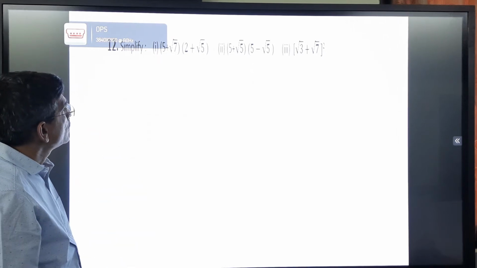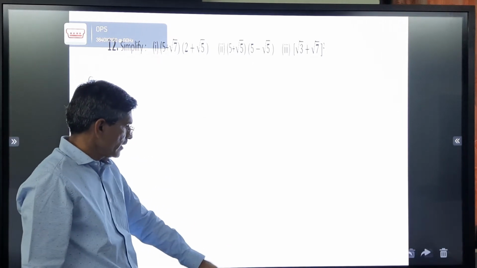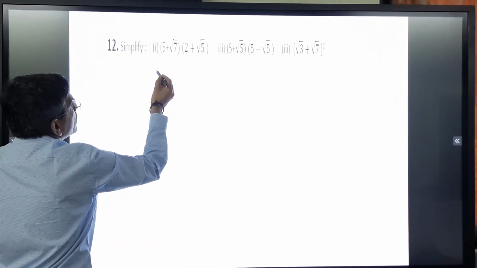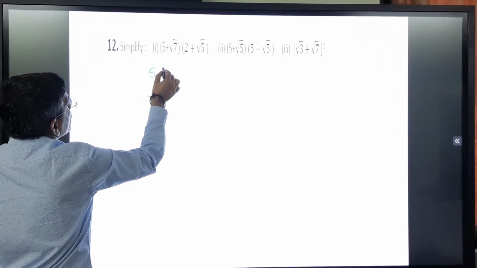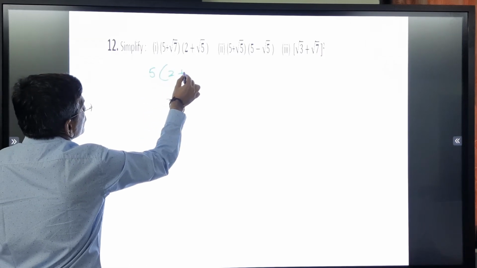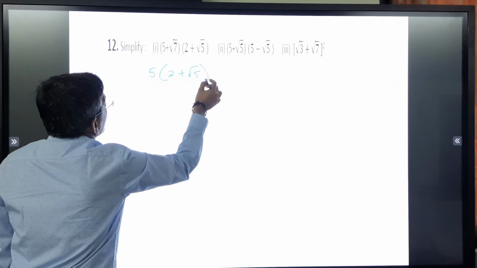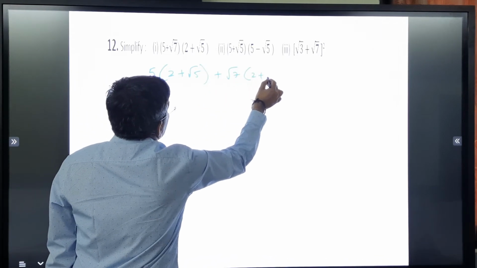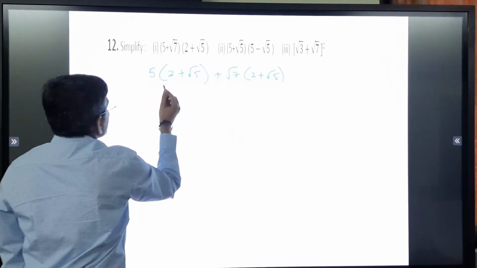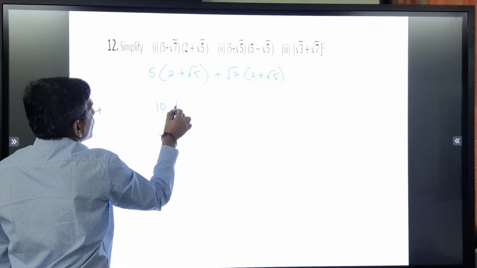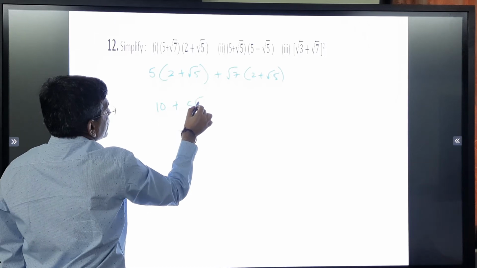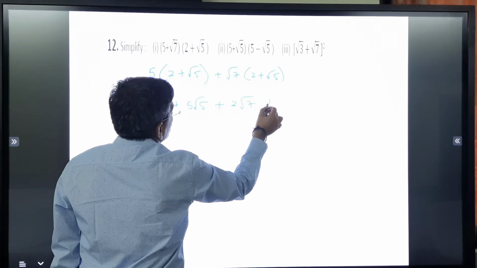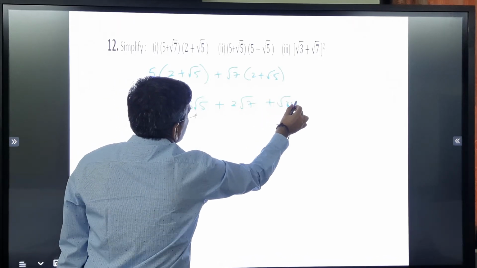Now question number 12, that is simplify. Already we have discussed in a class how we can simplify this. So 5 in bracket I have to write 2 plus root 5, again plus root 7, 2 plus root 5, so 10 plus 5 root 5 plus 2 root 7 plus root 35.